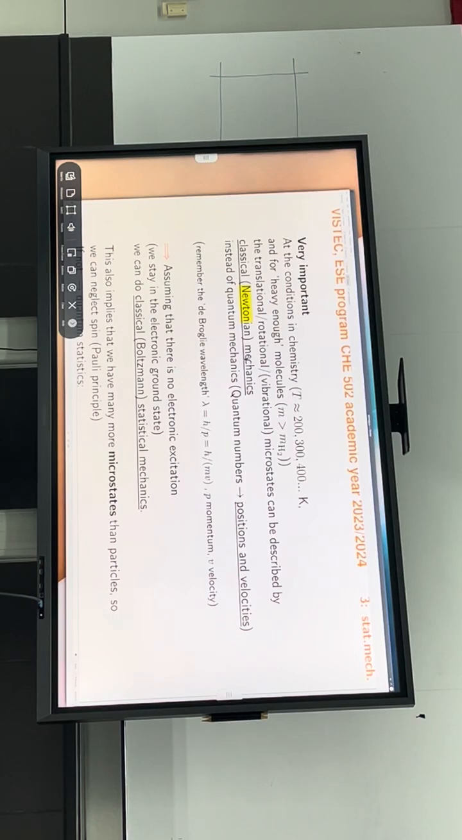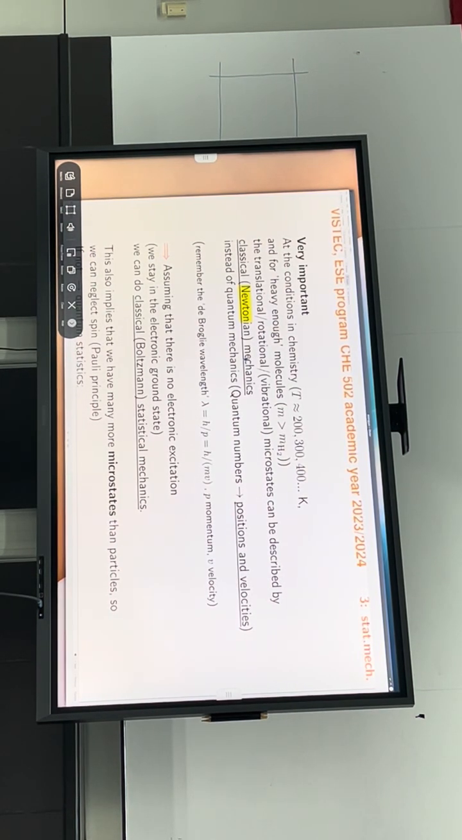Now, just to summarize here, I've written why we are allowed to use Newton's equations for particles. Well, we can study the de Broglie relation, and this tells us that for everything that is heavier than, say, hydrogen or H2, the de Broglie wavelength is small enough, and I can use classical mechanics. So instead of having to deal with quantum numbers, I deal with positions and velocities.